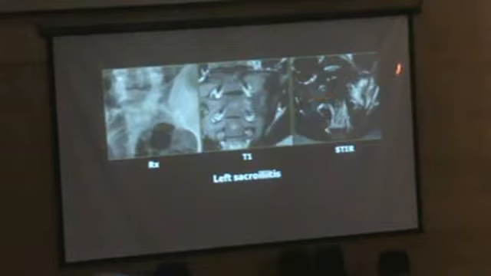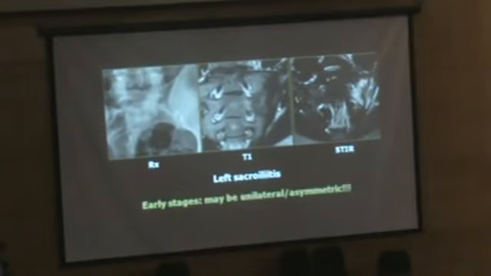And when we perform MRI, we see the real extent of pathology, with a lot of bone marrow edema patterns subchondrally, showing high inflammatory activation of the left sacroiliac joint. So this is left sacroiliitis, and this is a very early stage of disease. So be careful. In the early stages, this is not bilateral and symmetric.